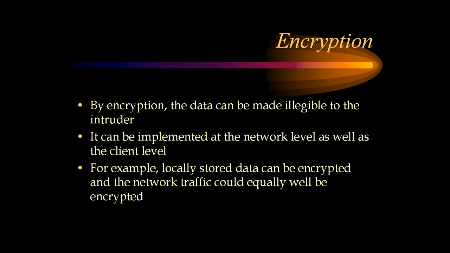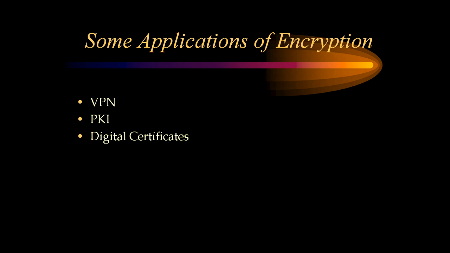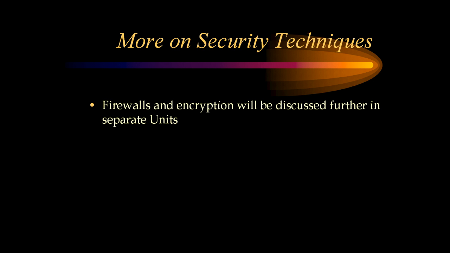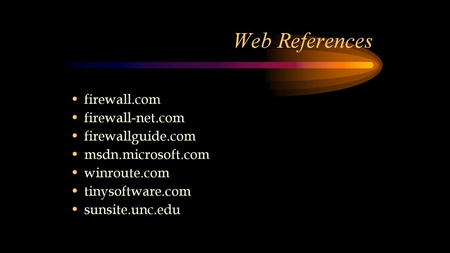Encryption basically makes the data illegible to people who are trying to monitor it. Essentially, you're putting it in a tunnel, you can't see what's going on. It's like if everybody's wearing a raincoat downtown on Michigan Avenue, you can't tell who's dressed well and who's not. And that's essentially what we're looking at with encryption. Okay. Some applications that use or implement encryption include VPN, PKI, and digital certificates, and we will talk more about that in later units. And firewalls and encryption, as I said before, will be discussed later on.